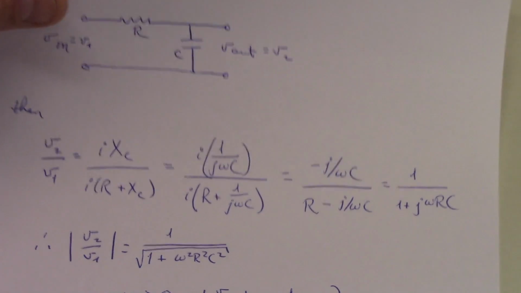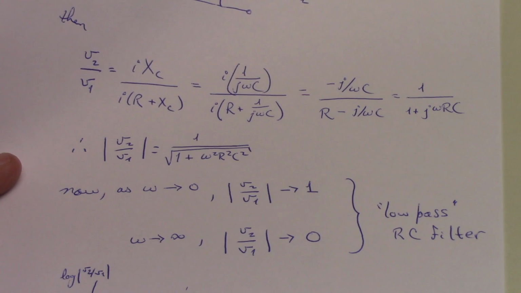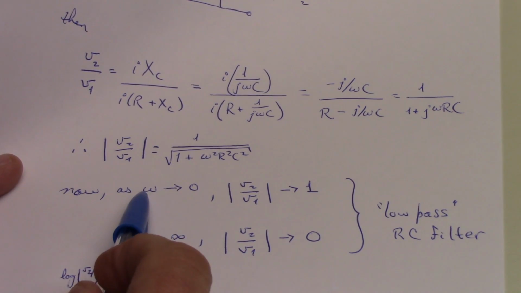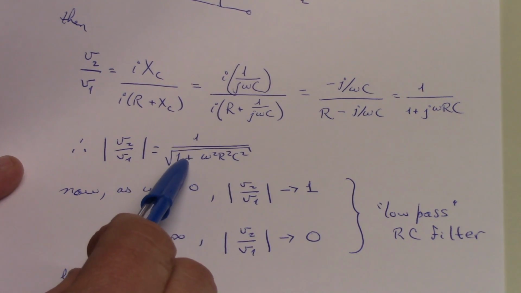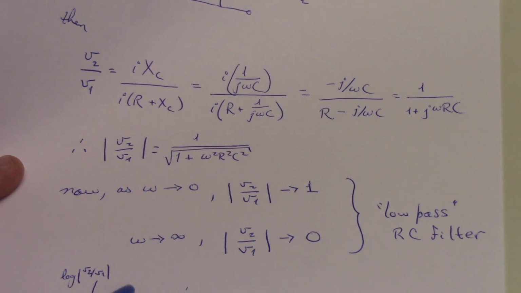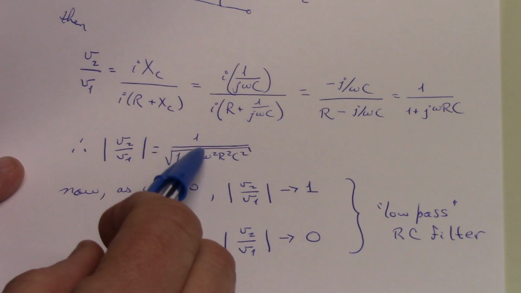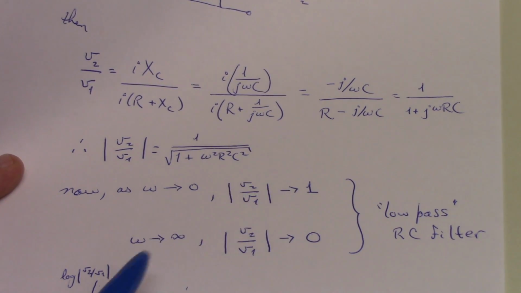Now we can do the limiting behavior just as we did before. When omega gets very, very small, this term goes away, and we're just left with 1 over the square root of 1. So the gain goes to 1 for very low frequencies. For very high frequencies, the gain goes to 0, because you end up with 1 over something really big, which gets really small. And this is a low-pass filter, because at low frequencies you pass everything, you have unit gain, and at high frequencies you pass nothing, you have 0 gain.